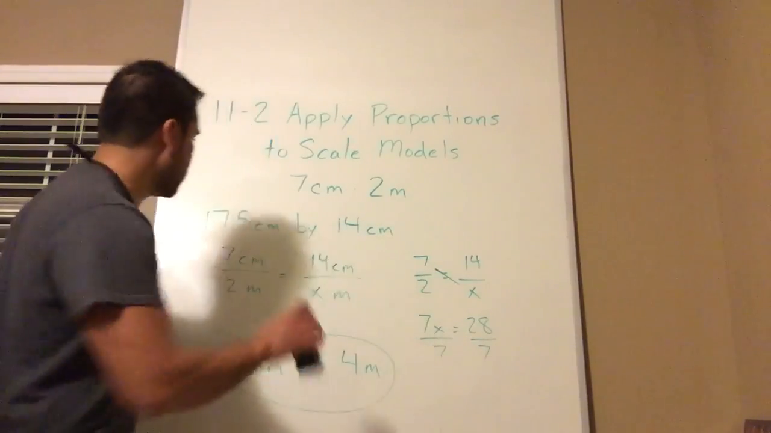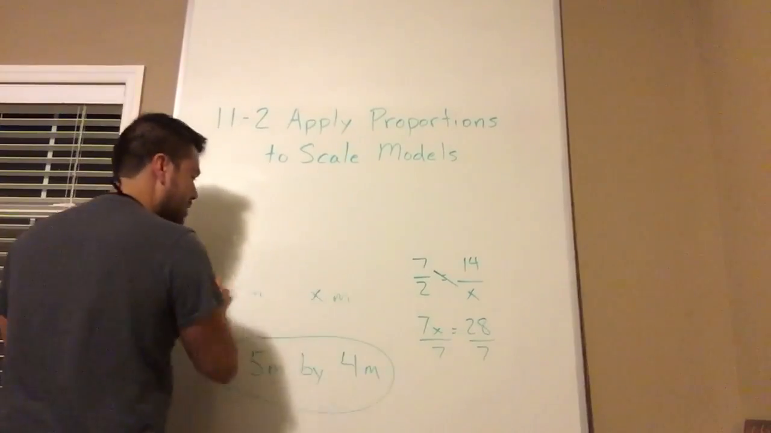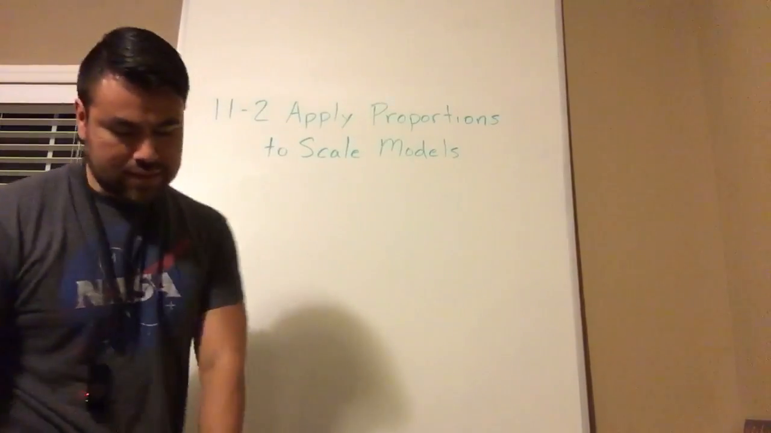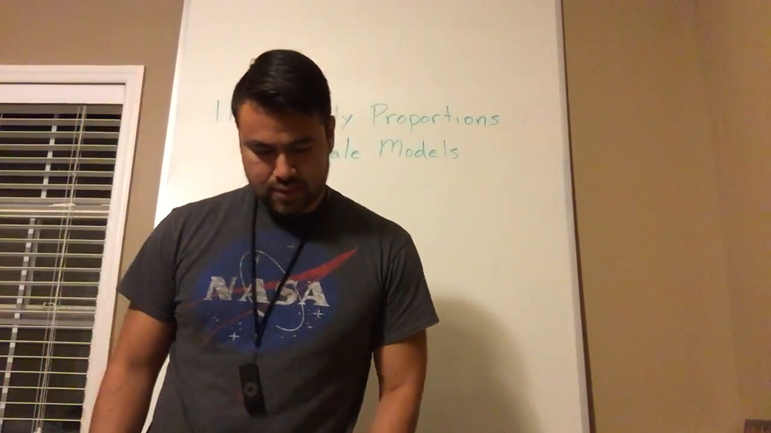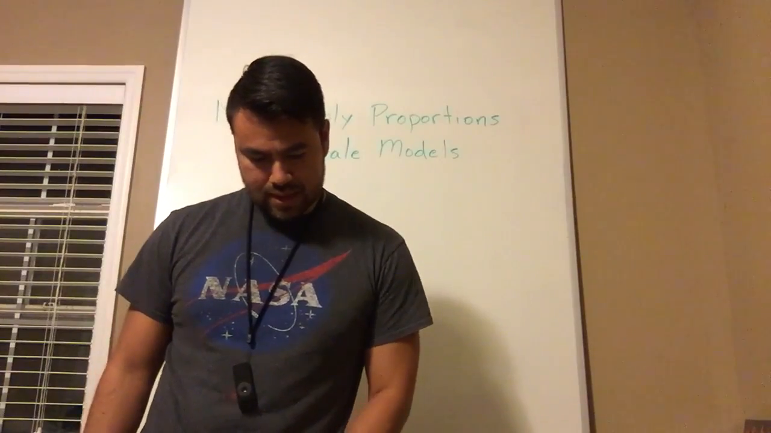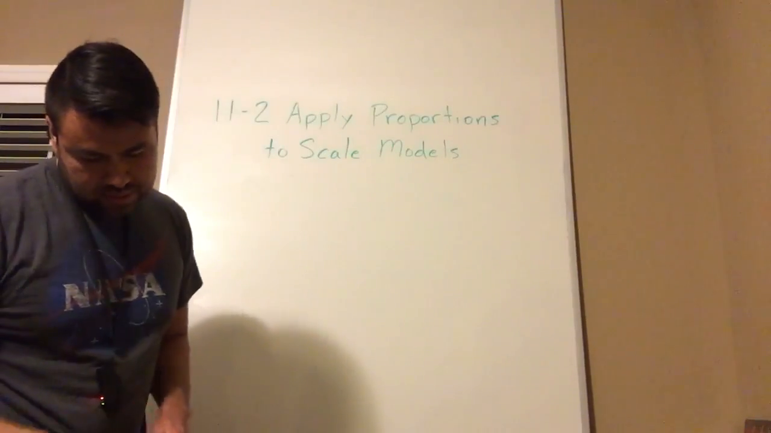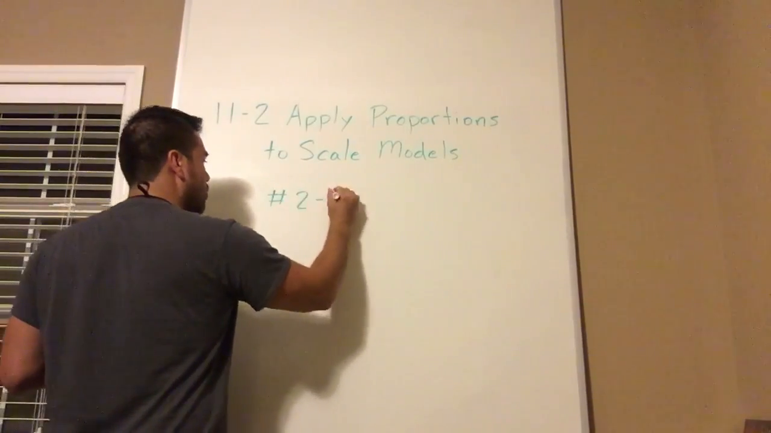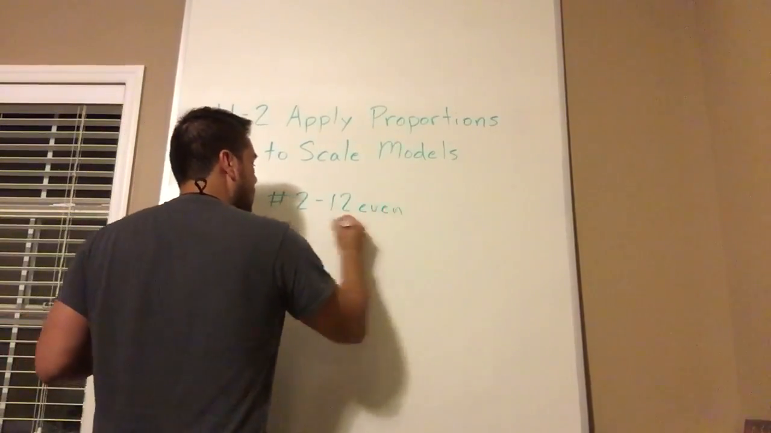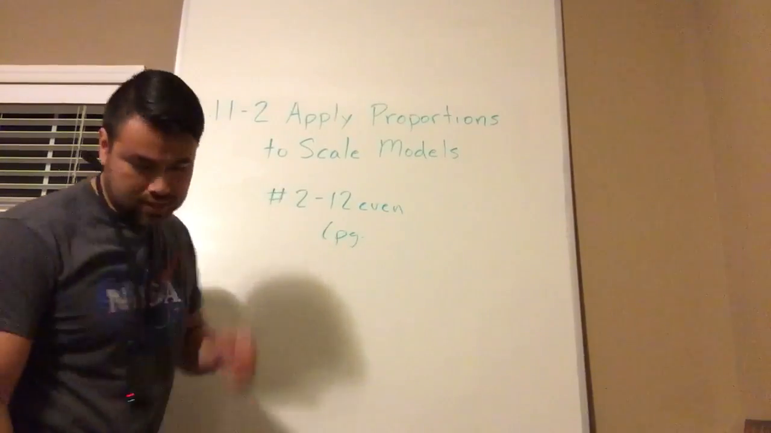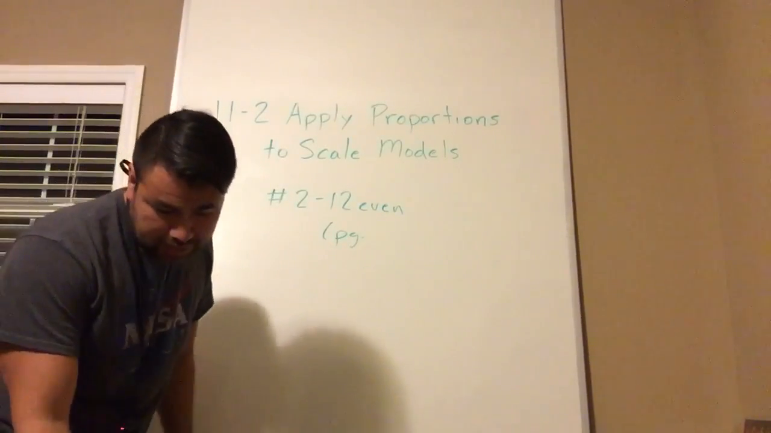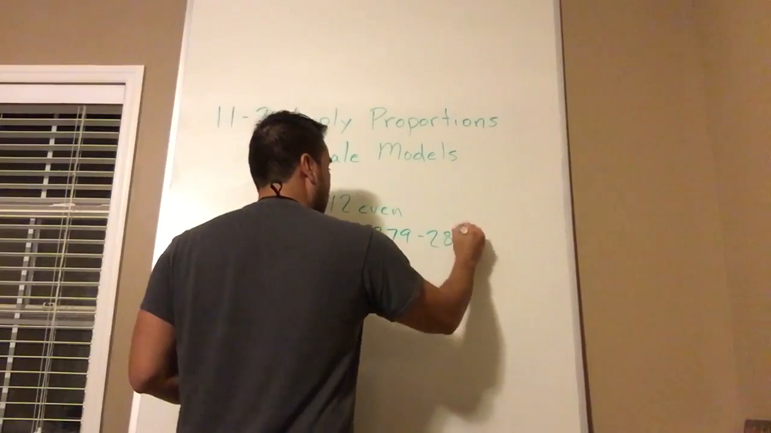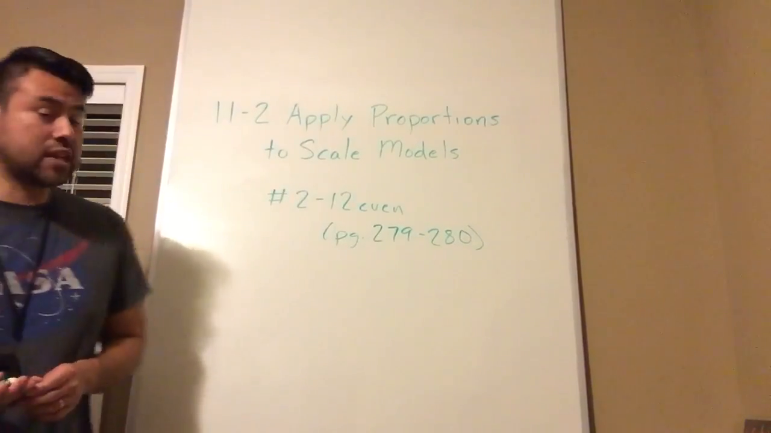Your homework, therefore, after all this talking, and a reminder about your calculators on this lesson, is going to be 2 through 12 even. So numbers 2 through 12 even, and that's found on pages 279 to 280. So you have a few problems for today.